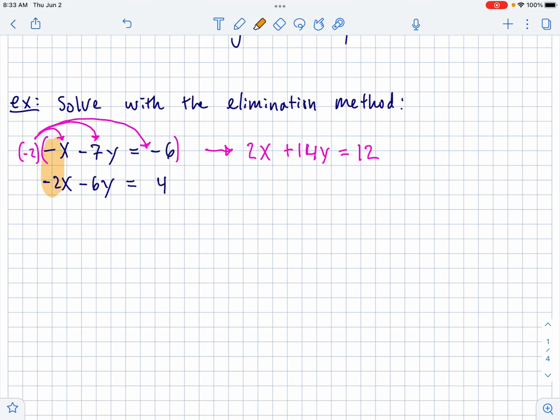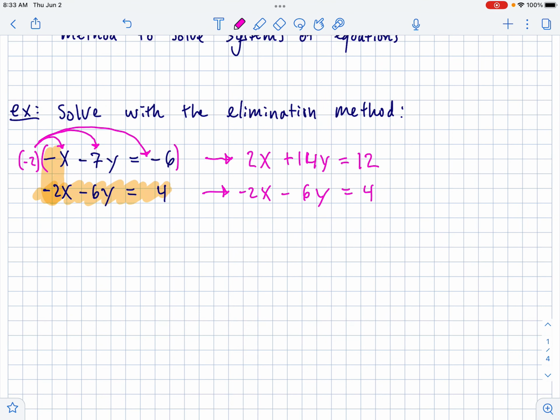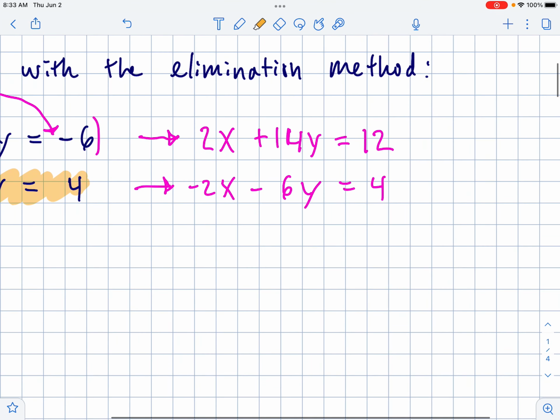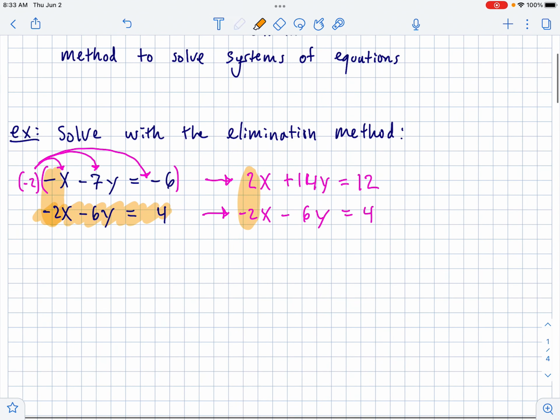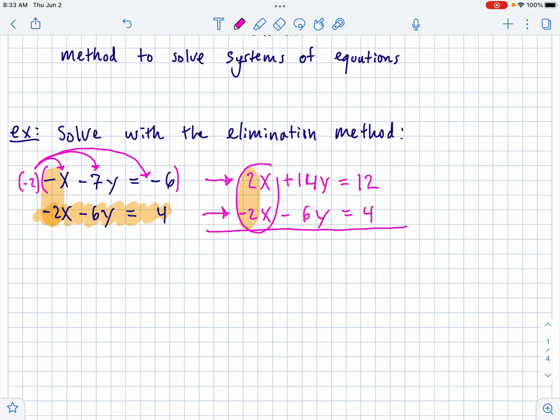Now this bottom equation, I'm not going to change at all. I'm just going to copy it straight over here. So this is -2x minus 6y equals 4. Now, the beauty of the elimination method is once you change one or both of the equations, you should have a pair of coefficients that are opposites of each other. So a +2 and a -2. This means that you can add up the equations and this part of them will eliminate. Thus, the word elimination, because you're eliminating a variable.